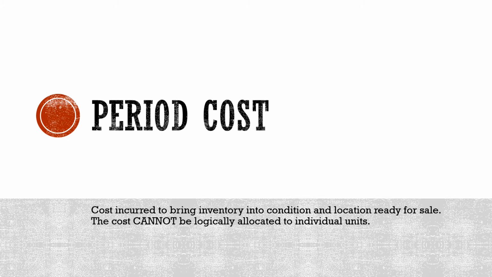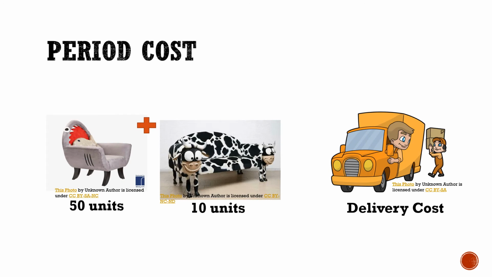The other method that may be used to value inventory purchased is period cost. It is only used when cost is incurred to bring inventory into condition and location ready for sale, and the cost cannot be logically allocated to individual units. This time, we're purchasing 50 units of the shark chairs and 10 units of the couches. We've also paid delivery costs to have both these chairs and couches delivered to the business.